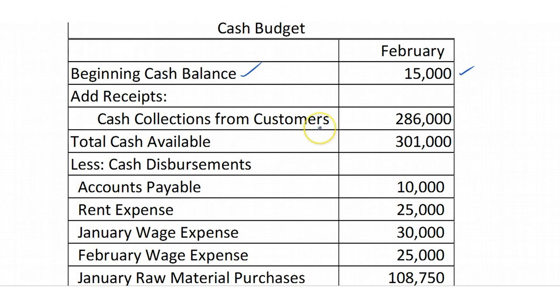Then we add cash receipts. So the cash receipts from February is $286,000. That came from the calculation and the video for requirement 1. If you can't remember or don't know where that came from, go watch that other video for problem 6, requirement 1. This gives us total cash available for February of $301,000. Then we need to subtract our cash disbursements, and that's all the information that we have up here.